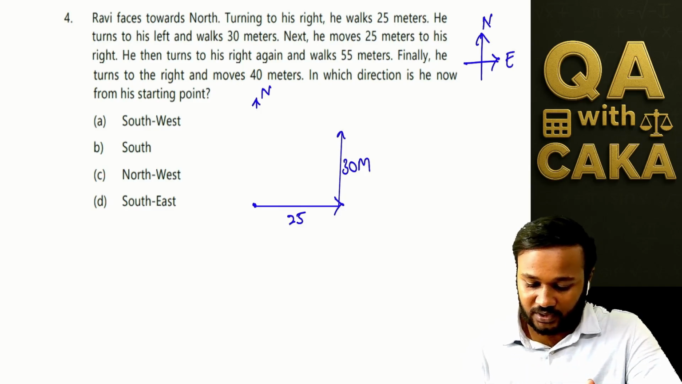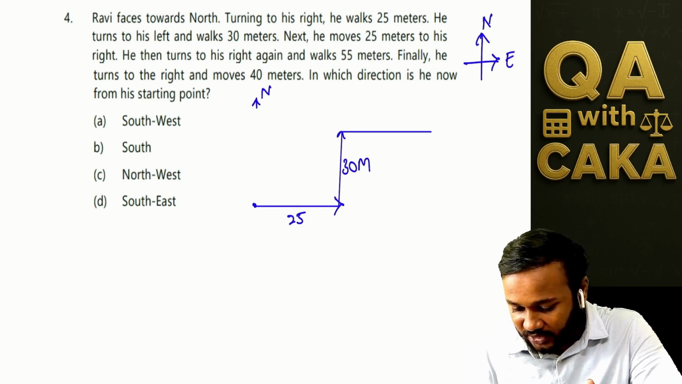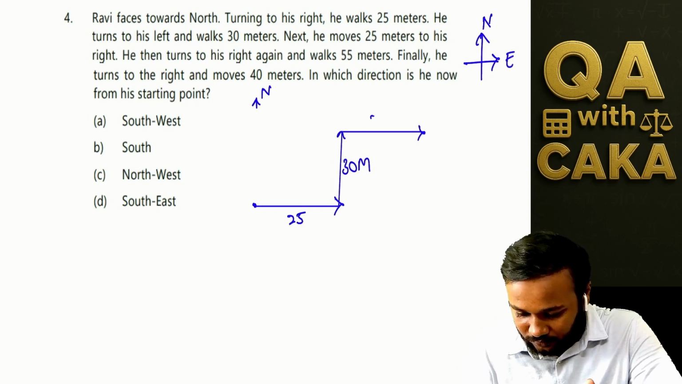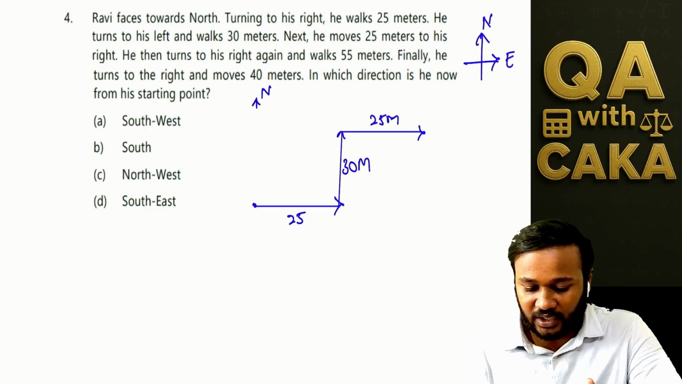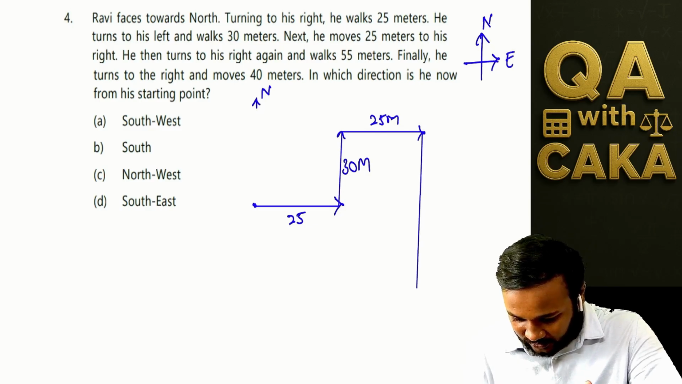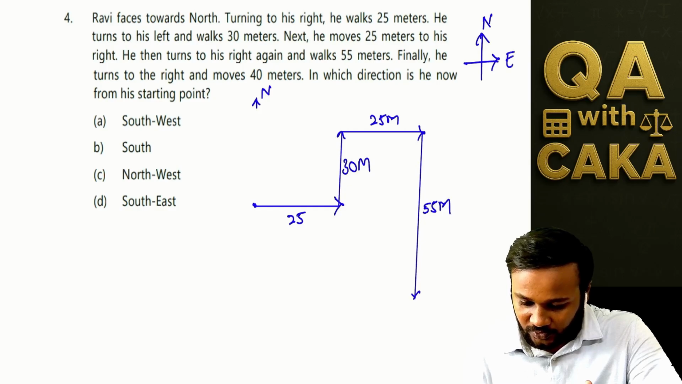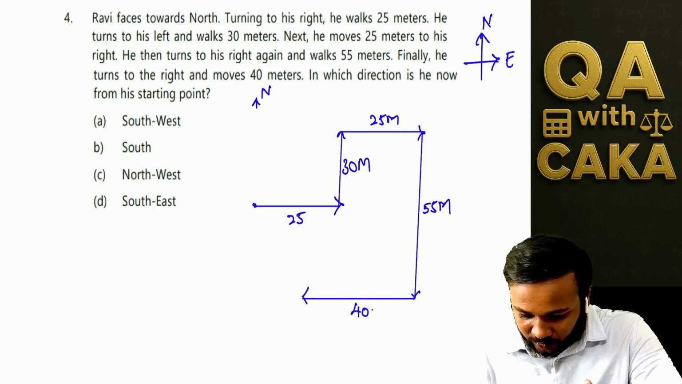And walks 30 meters. Then next he moves 25 meters to his right. Right is again east. He then turns to his right again and walks 55 meters. Now 55 meters is 30 plus 25. So I'll take this as 55 meters. Finally, he turns to his right and moves 40 meters. 40 meters is this 25, this is 15. So I'll take this as 40 meters.